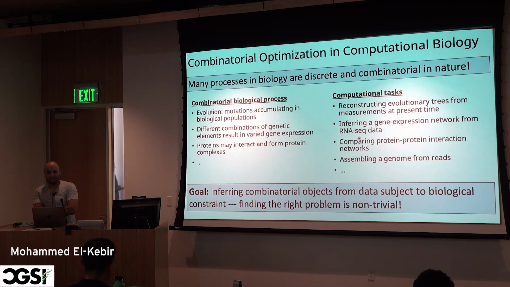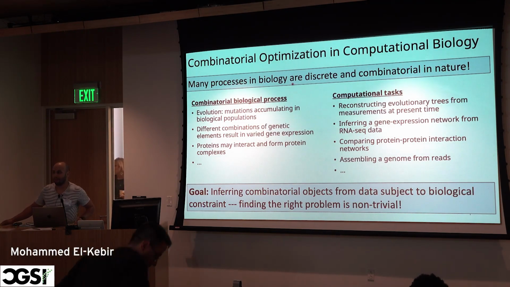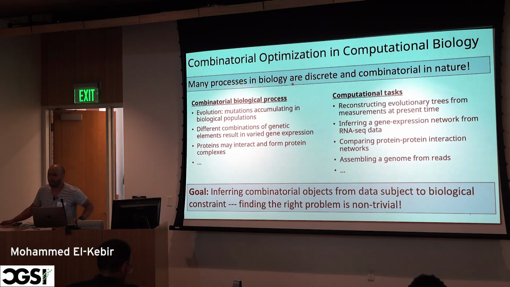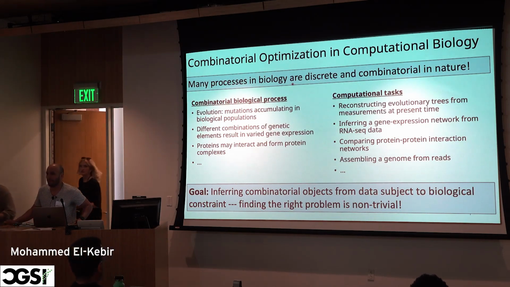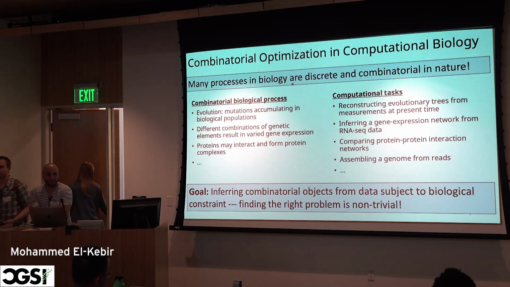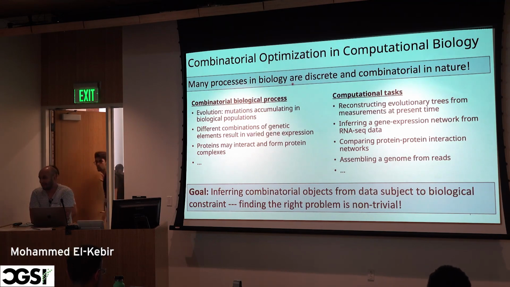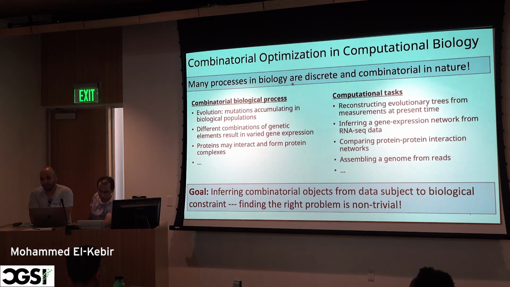Well, this is a very busy slide. So what I do in the group is combinatorial optimization in computational biology. And the cool thing is a lot of problems in biology are discrete and combinatorial in nature. So what that means is, for instance, when we think about sequences, we're talking about strings. We're trying to find k-mers. We're trying to assemble sequences into a larger sequence. Phylogeny is basically just graph theory with lots of twists.